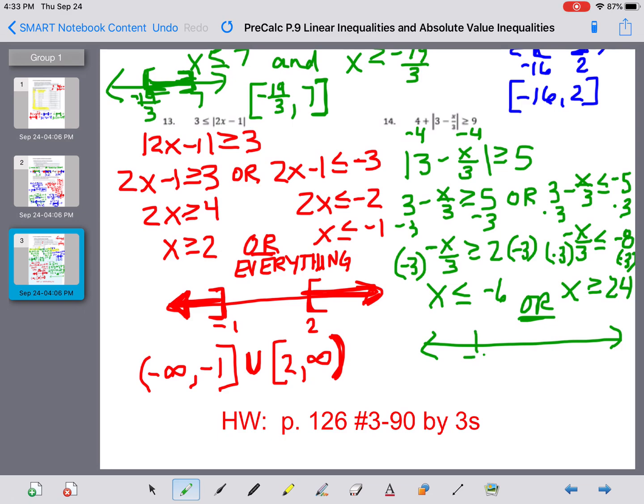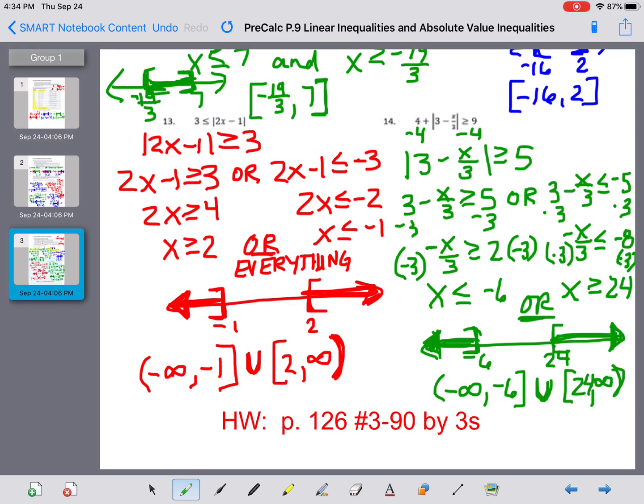My smallest number is negative 6. My largest number is 24. I'm less than or equal to negative 6, so that's going to go to the left. I am greater than or equal to 24. That's going to go to the right. And so my intervals where my solutions are go from negative infinity to negative 6. Bracket the negative 6, it's included. And that's going to be in union with 24 to positive infinity. Never a bracket on infinity, and a bracket on the 24 because it is included with the equal sign.